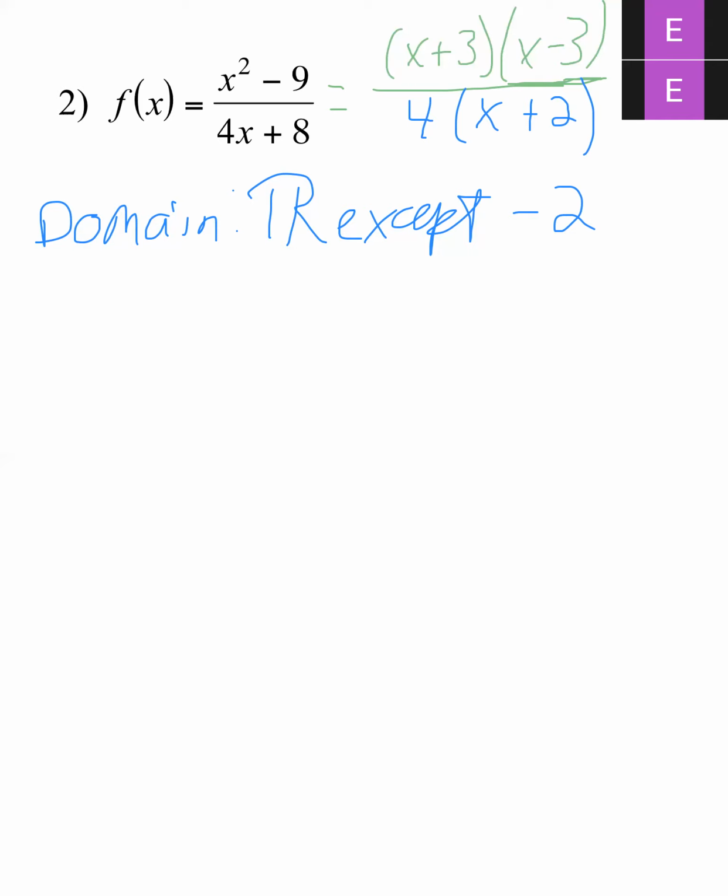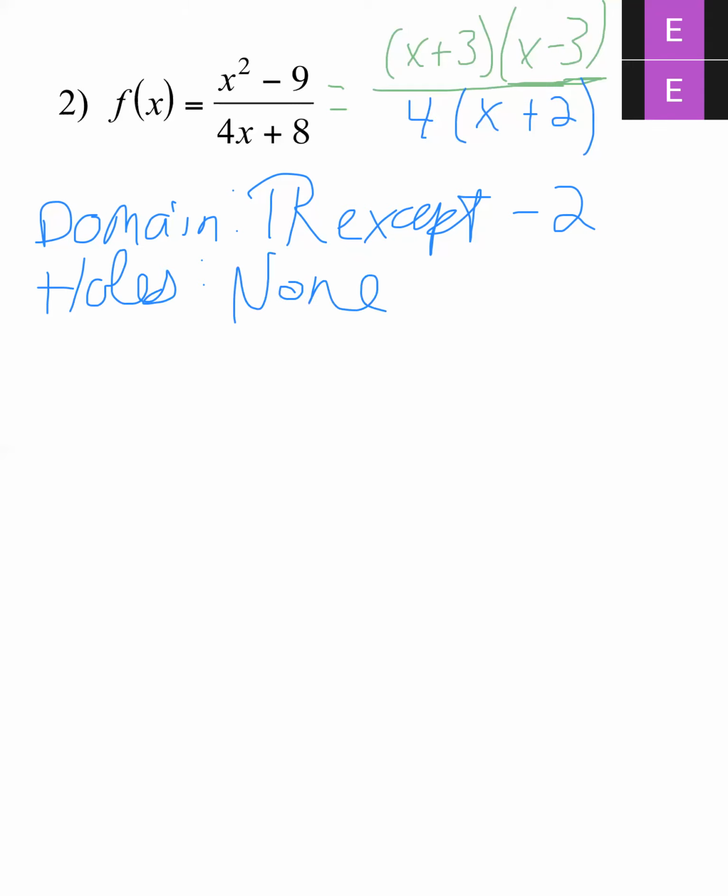Okay, now we're going to check if there are any holes. So to check for a hole, we need to look at whatever factors cancel in the numerator and denominator. Well, none of these cancel, right? None of my factors on top cancel with anything on the bottom. So that means that this graph just isn't going to have any holes. So holes, none.